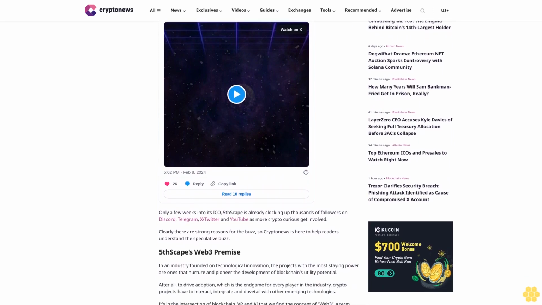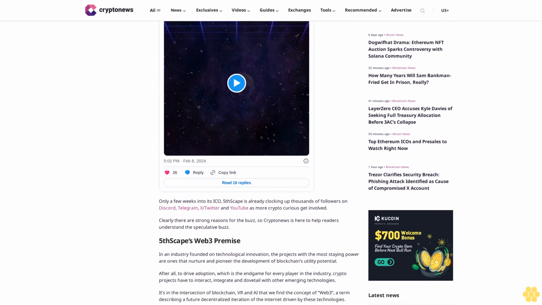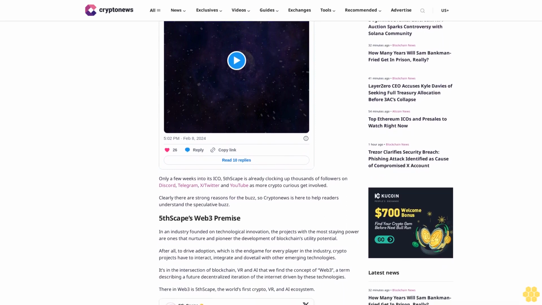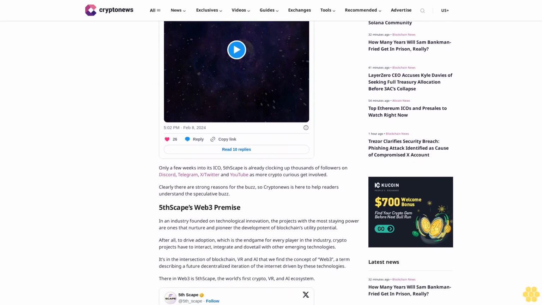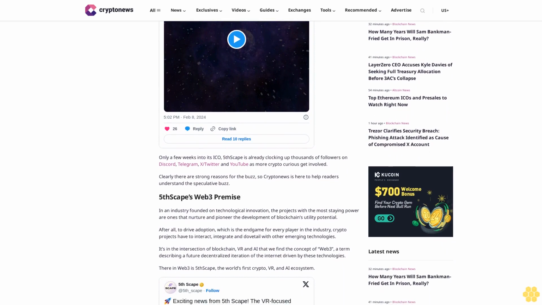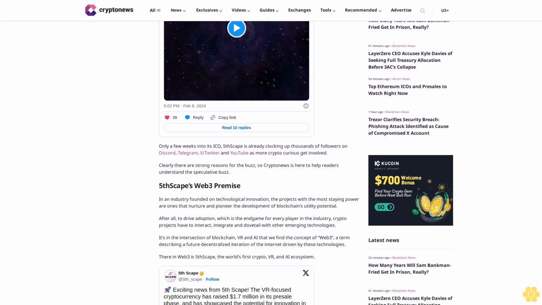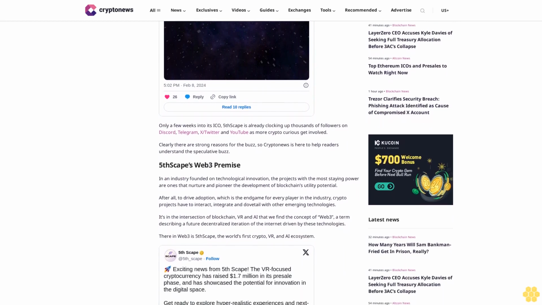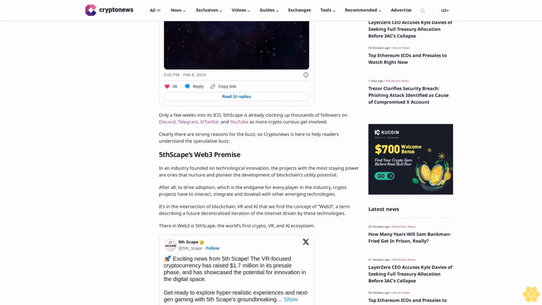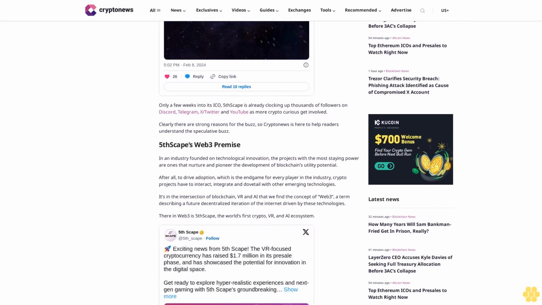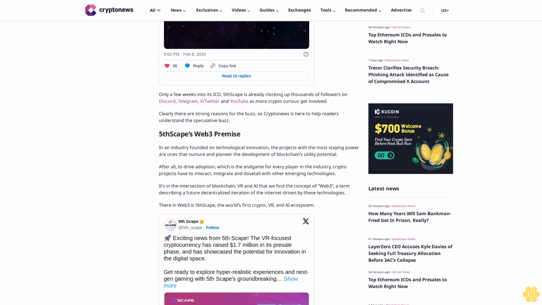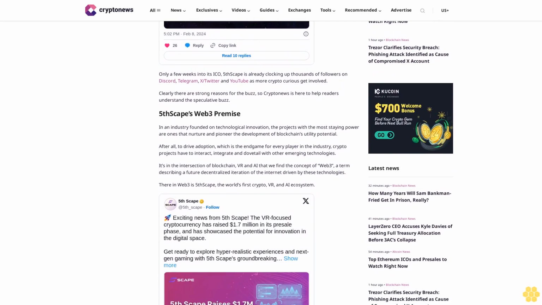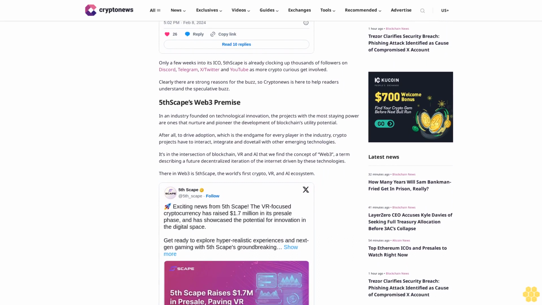5escape's Web3 premise. In an industry founded on technological innovation, the projects with the most staying power are ones that nurture and pioneer the development of blockchain's utility potential. After all, to drive adoption, which is the end game for every player in the industry, crypto projects have to interact, integrate, and dovetail with other emerging technologies. It's in the intersection of blockchain, VR, and AI that we find the concept of Web3, a term describing a future decentralized iteration of the internet driven by these technologies. There in Web3 is 5escape, the world's first crypto, VR, and AI ecosystem.